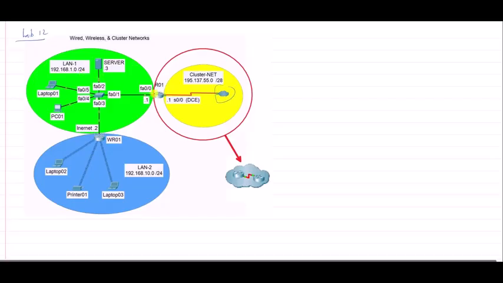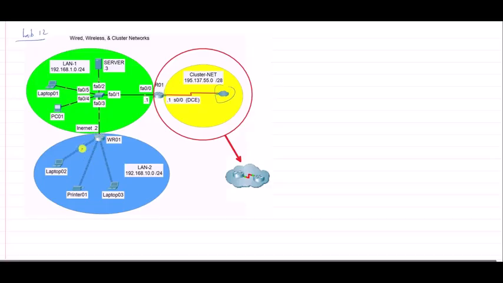LAN 1 is 192.168.1.0/24. Now this interface FA0/0 of router 1 has an IP address of 192.168.1.1. Inside here we have all wired networks. From here we're connected to FA0/1, which means port 1 of the switch. The server is connected to port 2, laptop 1 to port 5, PC 1 to port 4, and this access point is connected to port 3 of the switch, all wired.